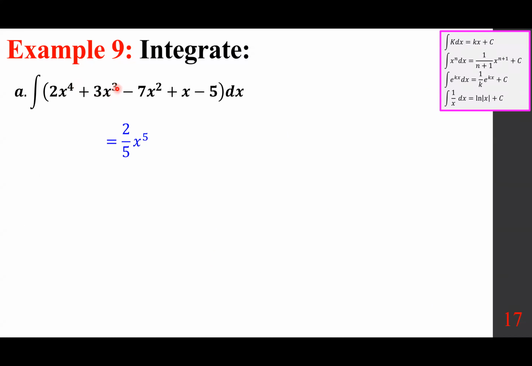This one, we add 1, becomes 4. 3 over 4, x to the power of 4. This one, we add 1, so minus 7 third x cubed. I hope you realize when x doesn't have an exponent, the exponent is 1. So when you add 1 becomes 2, so 1/2 x squared and minus 5x.